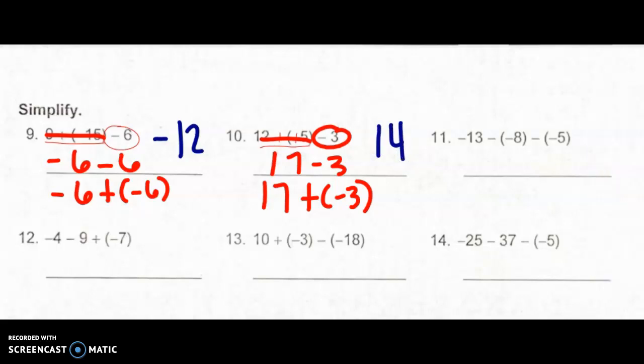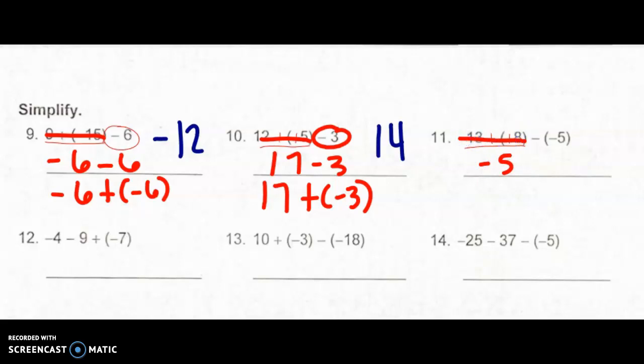For number 11, negative 13 minus negative 8 minus negative 5. I'm just going to focus on the first two numbers. Negative 13 minus negative 8. It's a subtraction problem, so I'm going to do keep change opposite. Now I have negative 13 plus positive 8. My signs are different, so I'm going to subtract. 13 minus 8 is 5. The bigger number is negative, so it's negative 5.